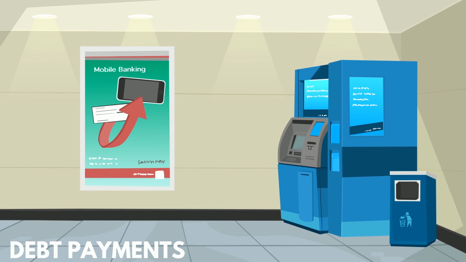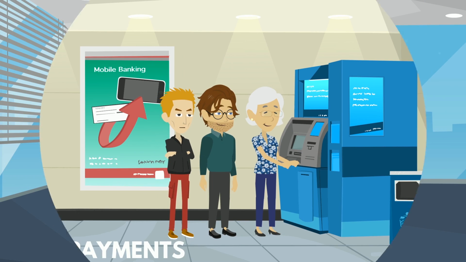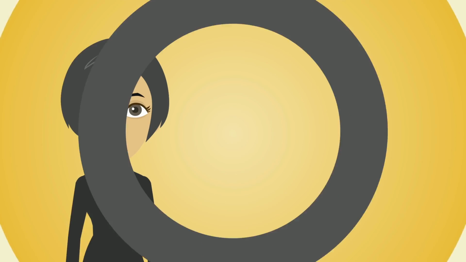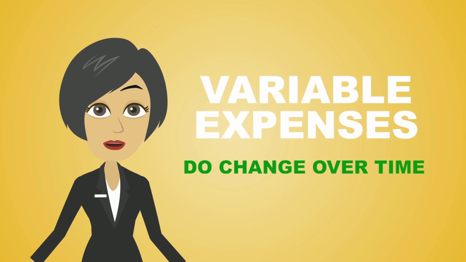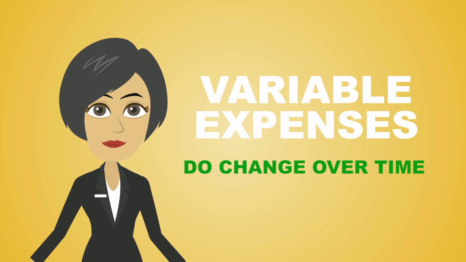Debt payments. Money that you owe and should be paid back on time to avoid debt accumulating. Cards, loans, and mortgages are types of debts. Variable expenses do change over time. When your income increases, you tend to increase your variable expenses.